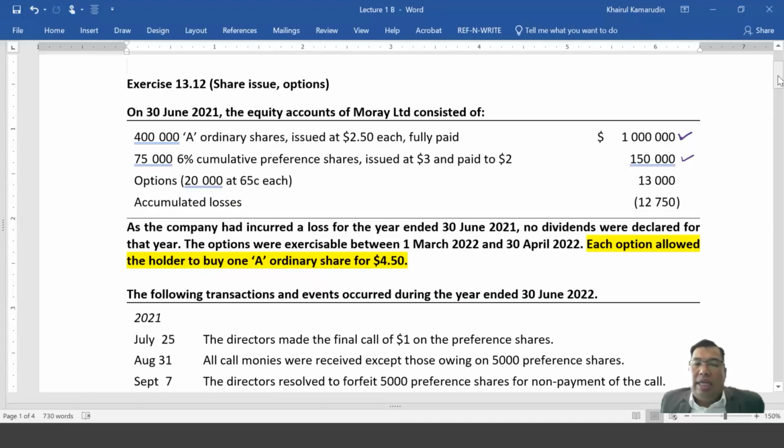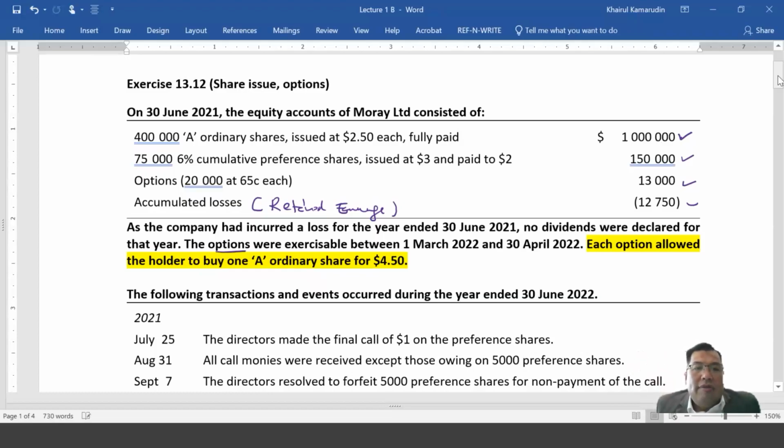20,000 multiplied by 65 cents, so this is 13,000. And your retained earnings is 12,750. So you are given the equity. You have asset, liability, and equity, so you're given the equity part. As the company had a loss for the year ended 30th June 2021, no dividend was declared for that year. So no dividend.